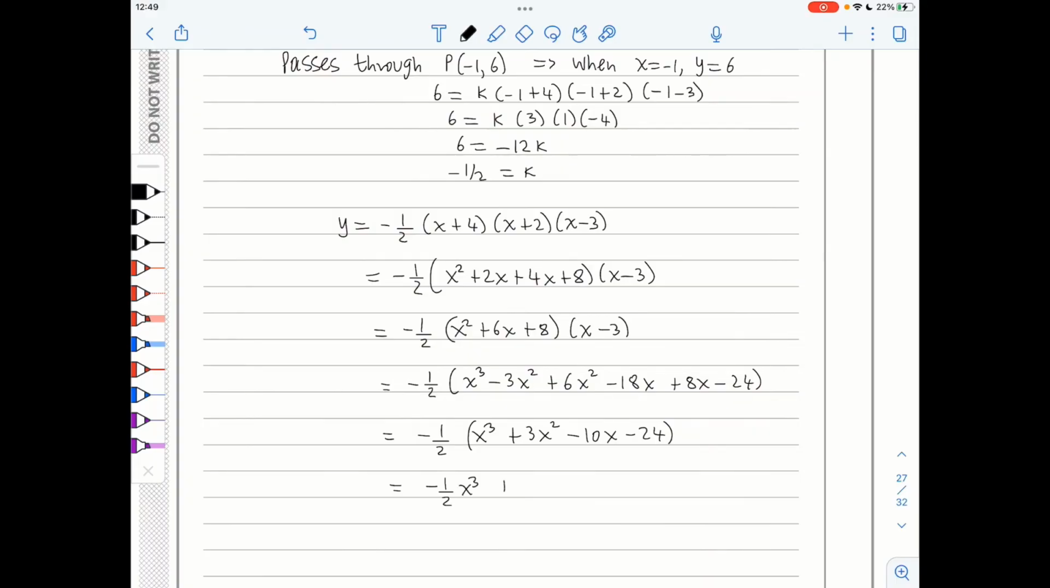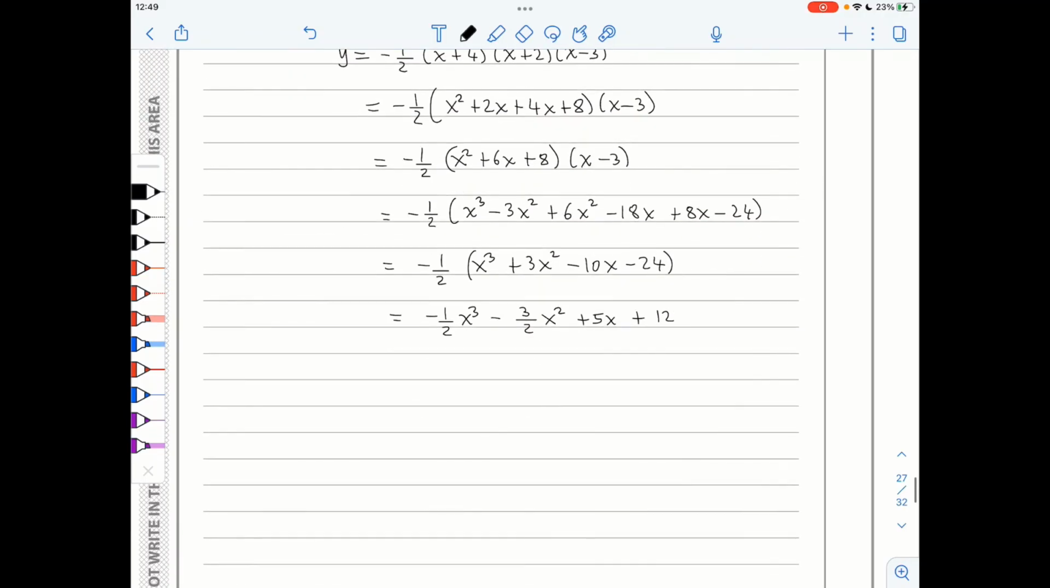which gives me -1/2 x cubed minus 3/2 x squared plus 5x plus 12, which means that a is -1/2, b is -3/2, c is 5, and d is 12.